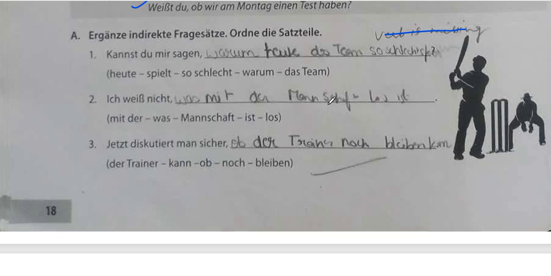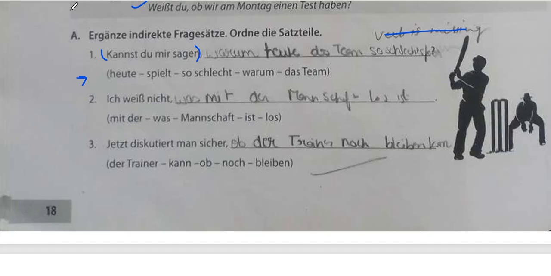The first question is: Ergänze indirekte Fragesätze, ordne die Satzteile. That means we have to continue the sentence and put the words that are written here in order. Let's take for example: Kannst du mir sagen? Can you tell me? We can learn these phrases because they will help us in dialogue writing.